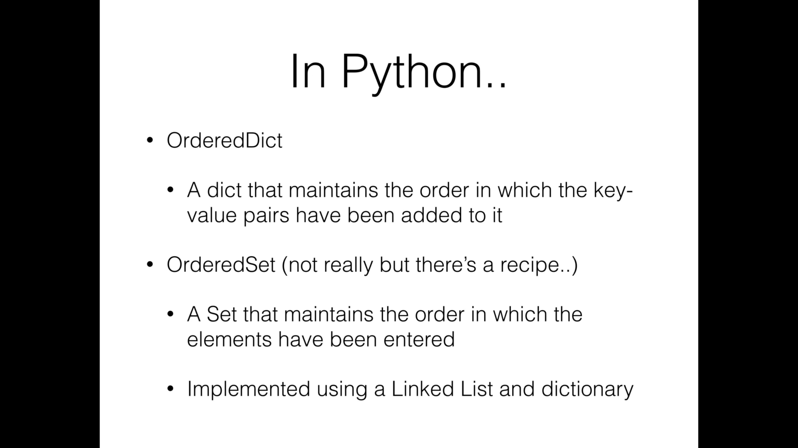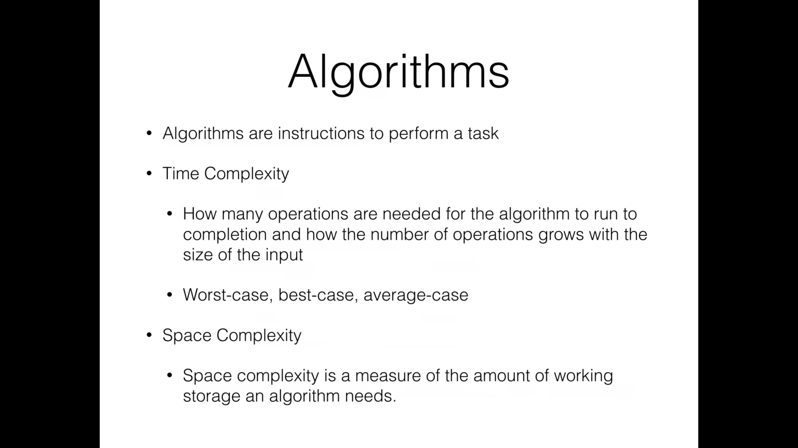So what I did was I found this ordered set data type. It's basically a recipe off the Python collections page. Once I created that, it basically implemented using a linked list and a dictionary, as you might imagine. And then once you did that, that kind of fixed the test. So that was fun.